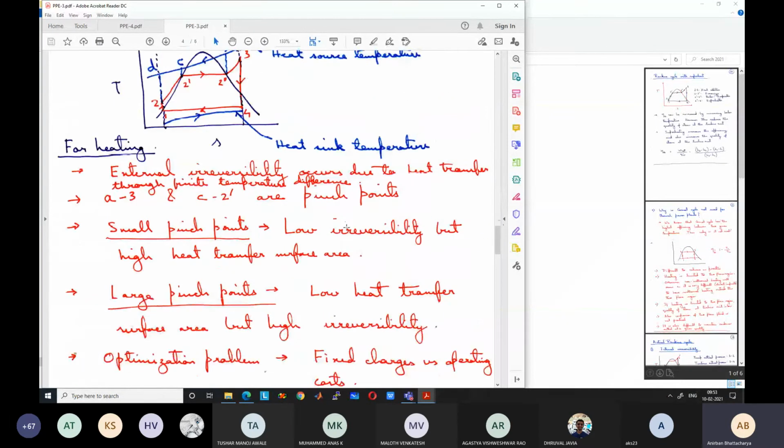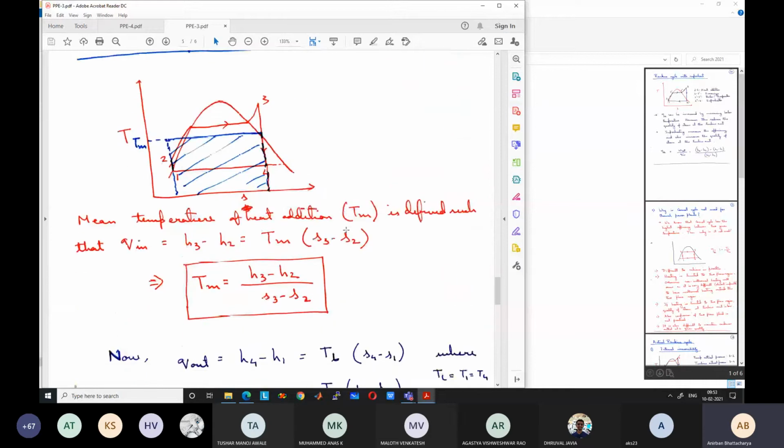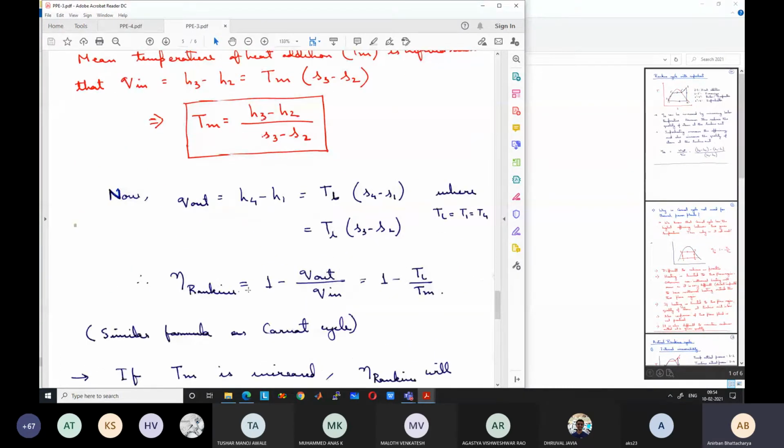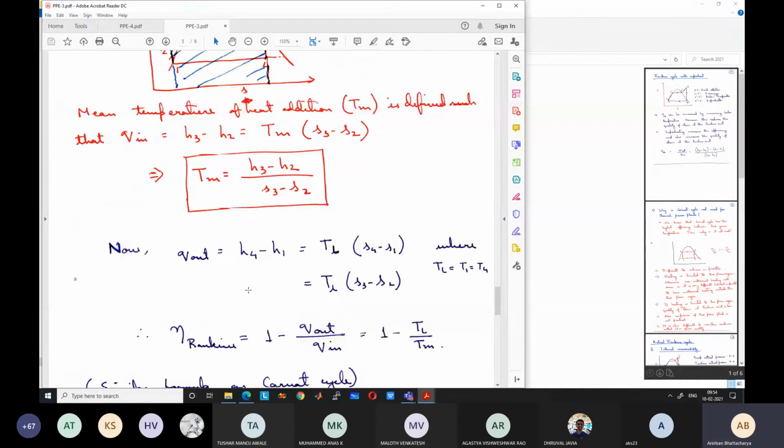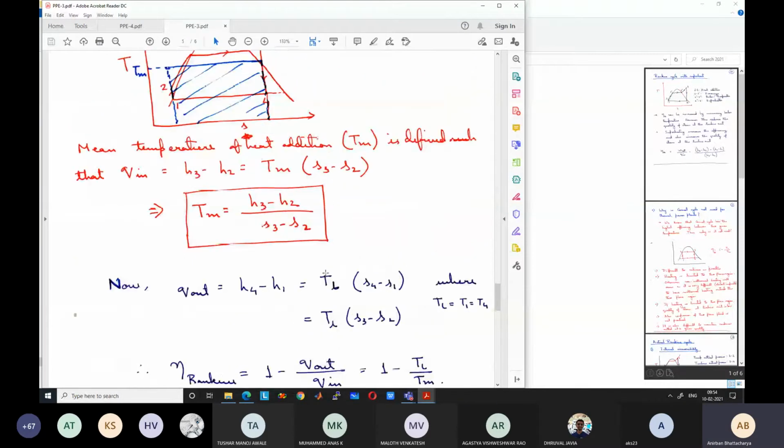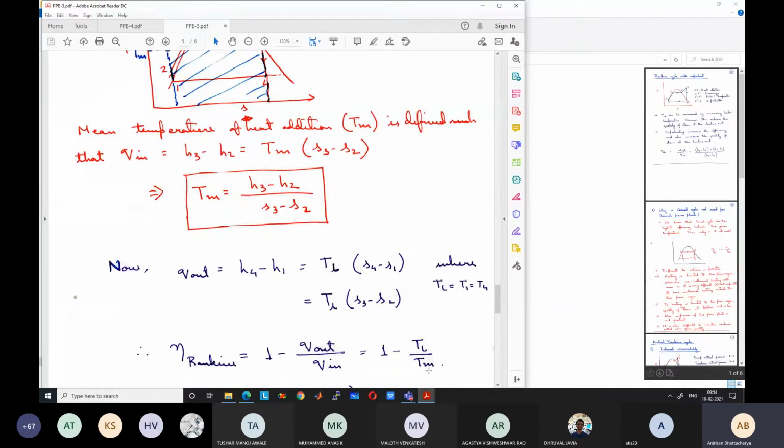So mean temperature of heat addition depends on what is the average temperature going from 2 to this point, then the temperature in the boiler and the temperature in the superheater. And based on this, we have found that the efficiency of the Rankine cycle can be written as 1 minus TL by Tm, where TL is the mean temperature of heat rejection, which is the condenser temperature, and Tm is the mean temperature of heat addition. So if we can increase the mean temperature of heat addition, this term will be lower and the efficiency will increase. We have put it in this form because this is similar to the equation for the Carnot cycle.